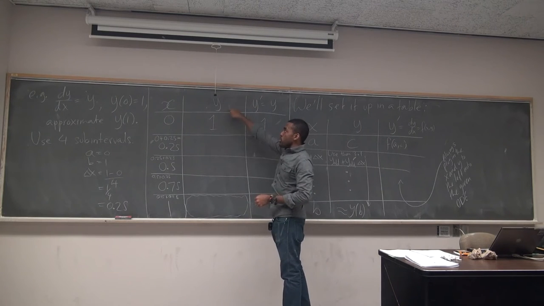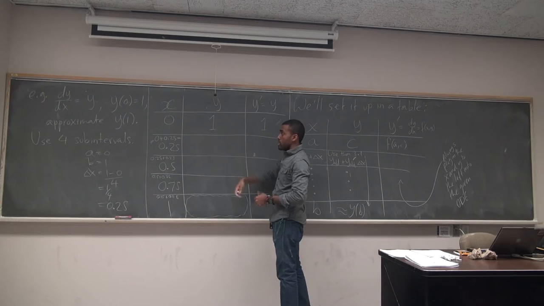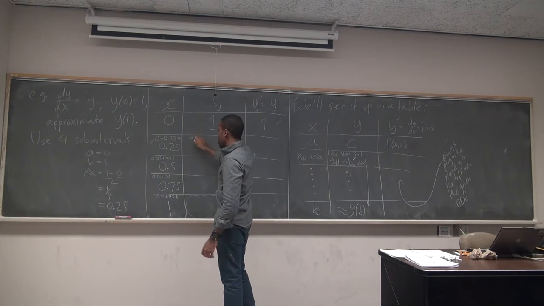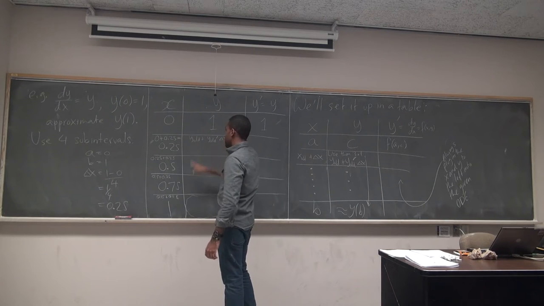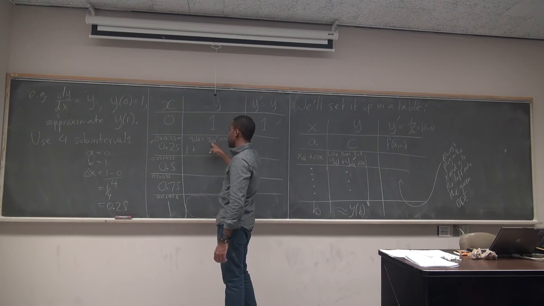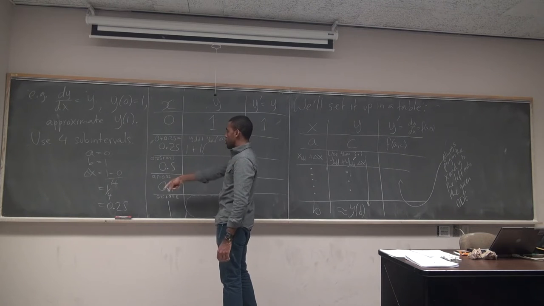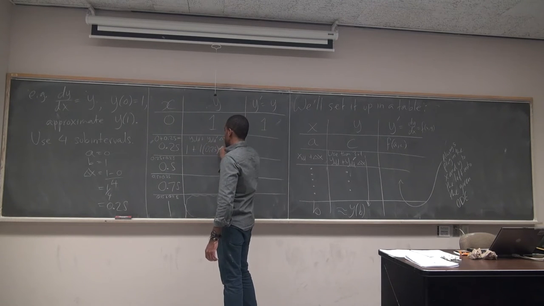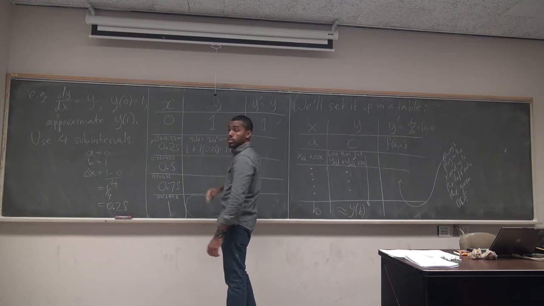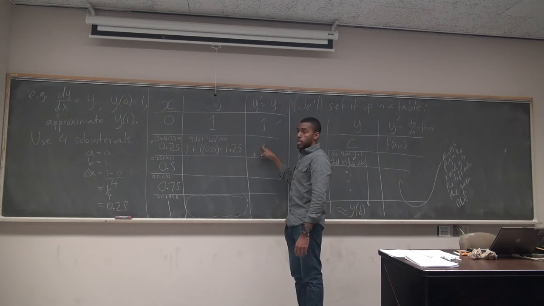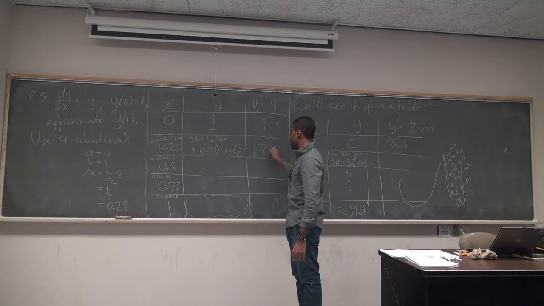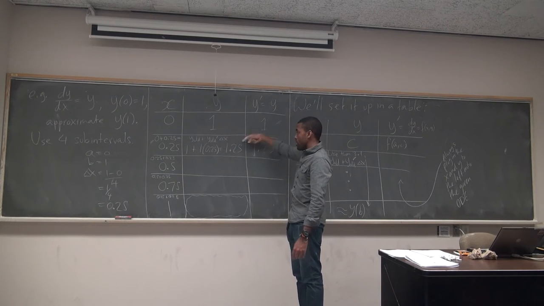Boom, move here. We have a new y value to approximate. How are we going to do it? Theorem 3.1. Take the old y value plus the old y prime value times delta x. What's the old y value? 1. Plus the old y prime value, 1. Times delta x, which is 0.25. So this gives us 1.25. Which means my derivative at that point is 1.25, right? Because my derivative in this case is y. Whatever the y value is, that's my derivative.